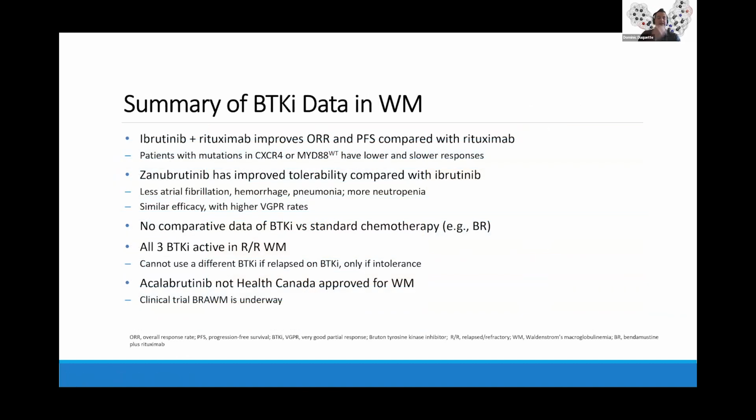So a summary of the data. Ibrutinib did improve overall response rate and PFS, but we know that zanubrutinib has improved tolerability compared to ibrutinib, and there was a trend to a better result, but it was non-statistically significant.